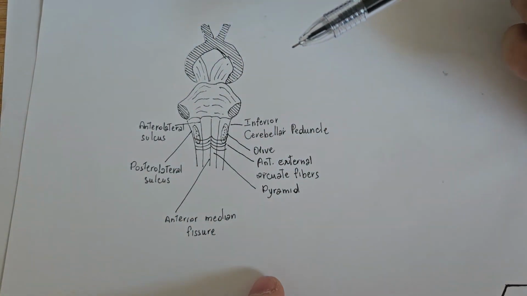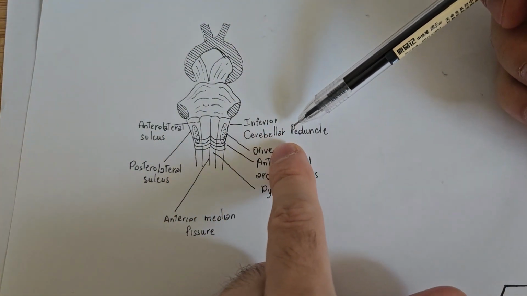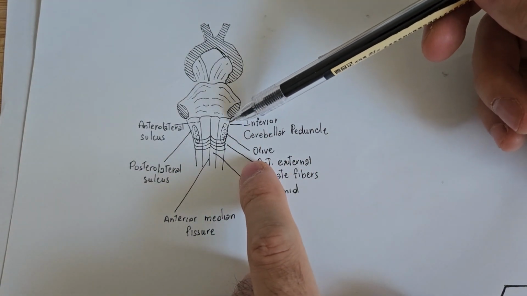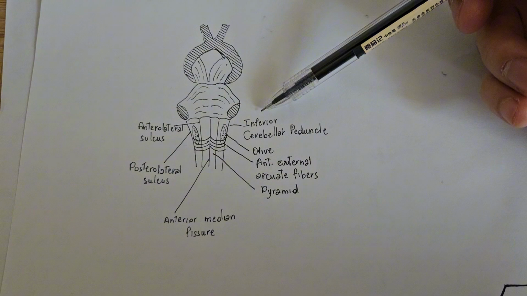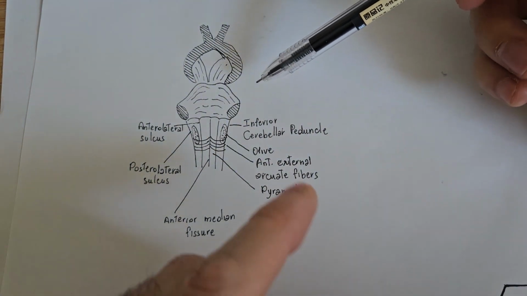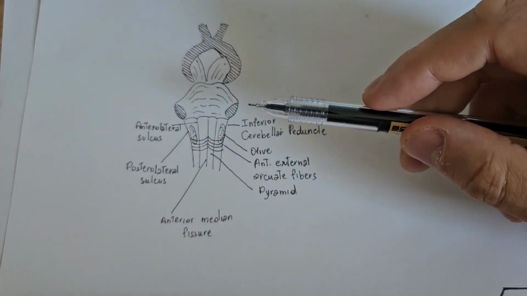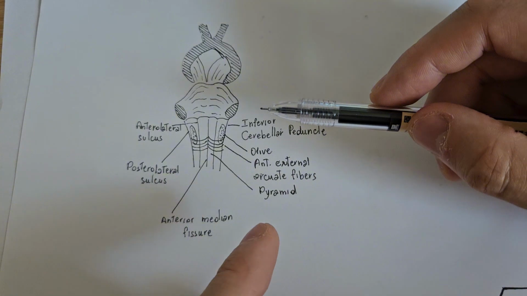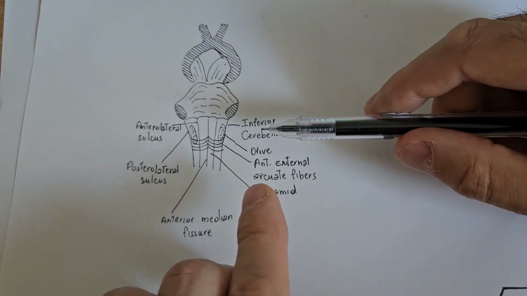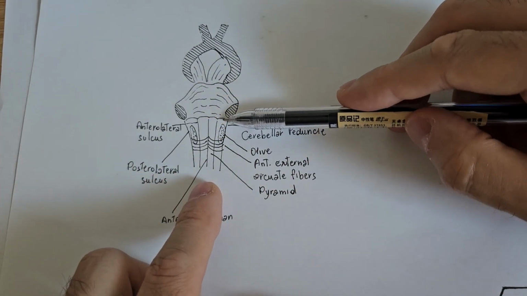Now, what else? We have here the inferior cerebellar peduncle, behind the olive, as you can see now. It's also known as the restiform body, and this structure will connect the cerebellum to the brainstem and will carry sensory information from the spinal cord to the cerebellum. And the inferior cerebellar peduncle is separated from the olive by another shallow groove called the posterolateral sulcus.